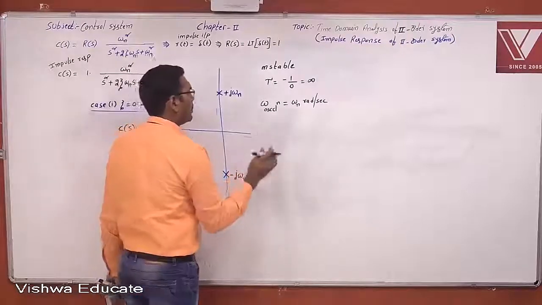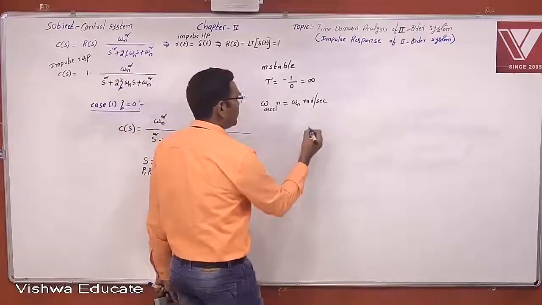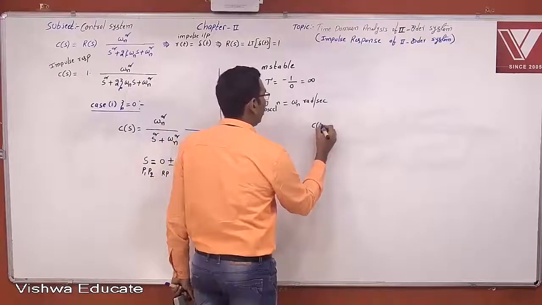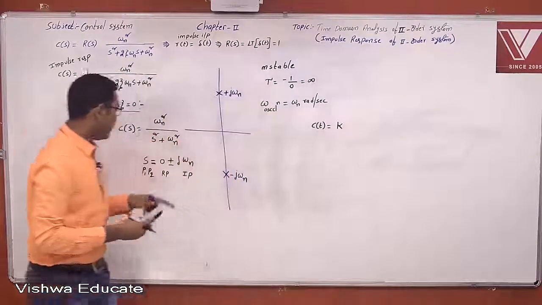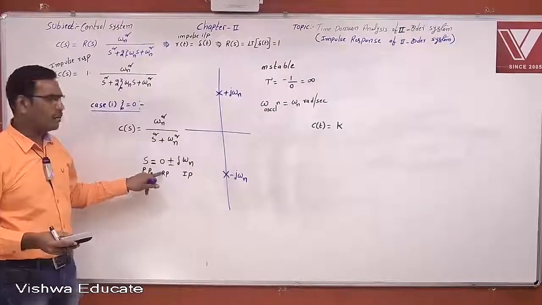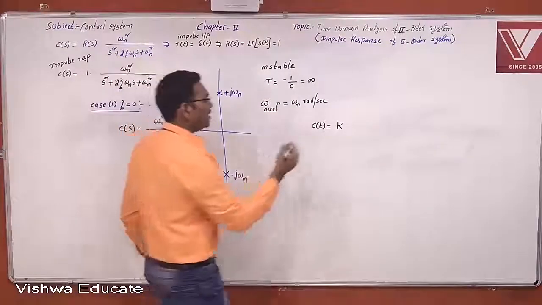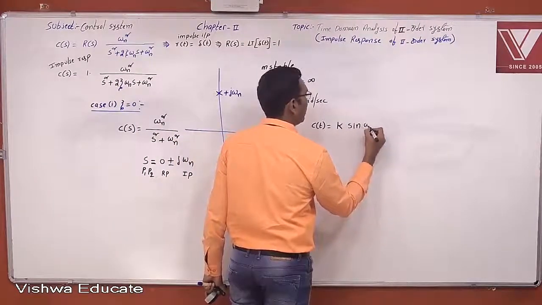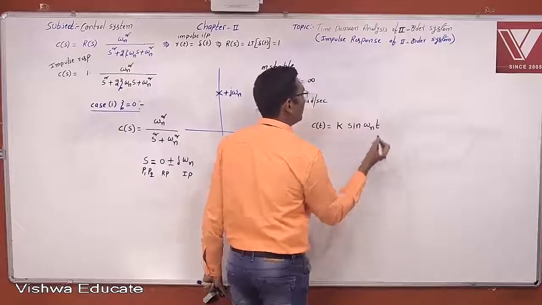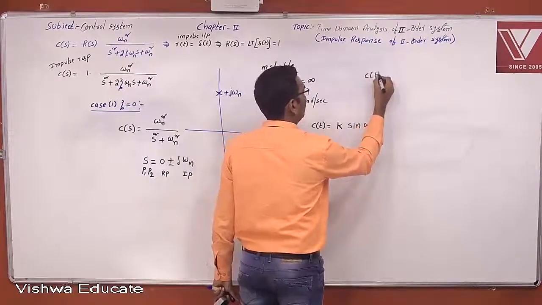Now what is the impulse response in time domain? The impulse response c of t is equal to some constant into e power real part. Is there any real part? No, so e power real part is 0. Then sine or cos, whatever it may be, and the imaginary part is omega n into t.